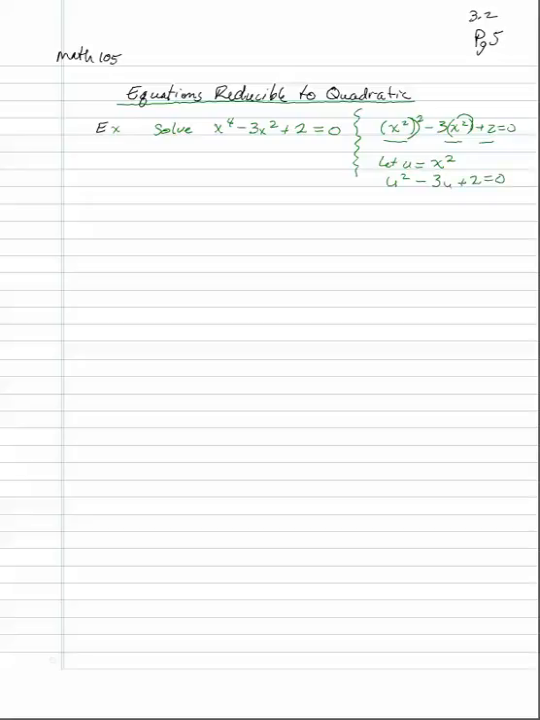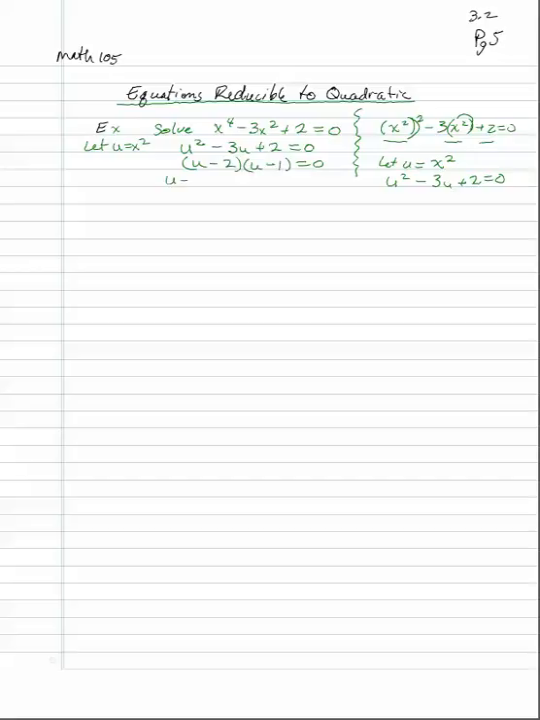Okay, so let me rewrite that over here. We're going to let u equal x squared, and we plug it into the equation. So we got u squared minus 3u plus 2, and see, now it's a quadratic equation. So I'm going to solve it. Factors of 2 that add to 3. So that'll be negative 2 and negative 1.